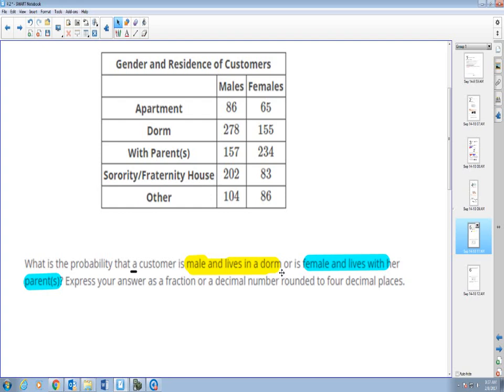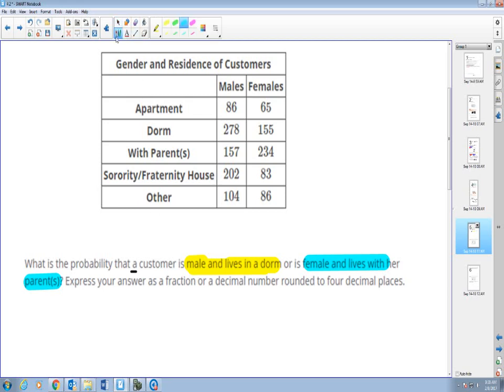Alright, do I have an overlapping outcome? Is it mutually exclusive? Can you be a male living in a dorm and also be a female living with the parents? The answer is no. Well, to be honest, you can't really be male and female at the same time. You can be male changing to female or female changing to male. But these are two separate events. You cannot live in two places at one time. In other words, you cannot ride two horses with one butt, kind of like.